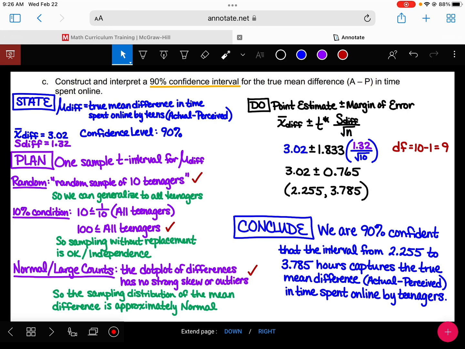You don't have to put the direction there in the sentence, but you do have to show me that direction, actual minus perceived. Because when you are calculating a mean difference, you might choose to do your subtraction the other way. The interpretation should still be the same. We should still find that the actual is greater than the perceived, but if you did your subtraction the other way, you would have had negatives, and you would have had a negative interval then. So far, so good? Awesome.